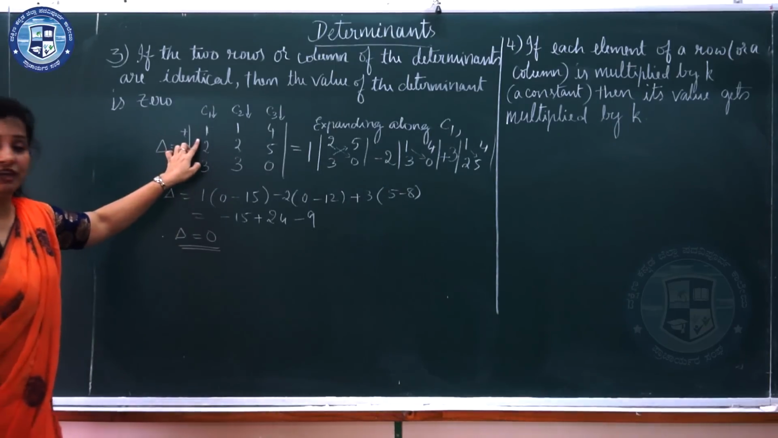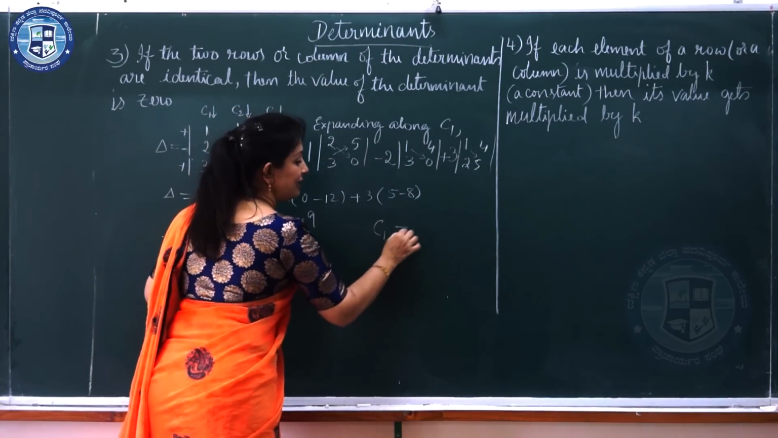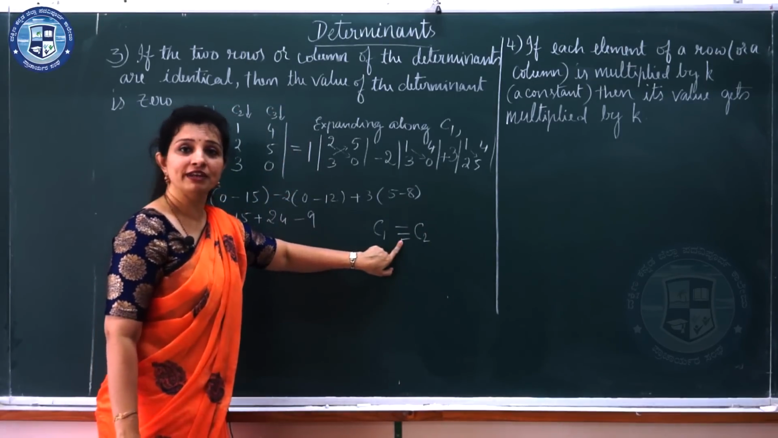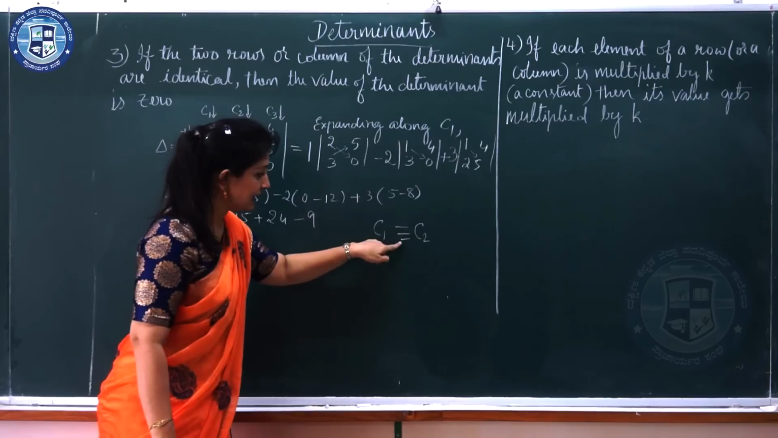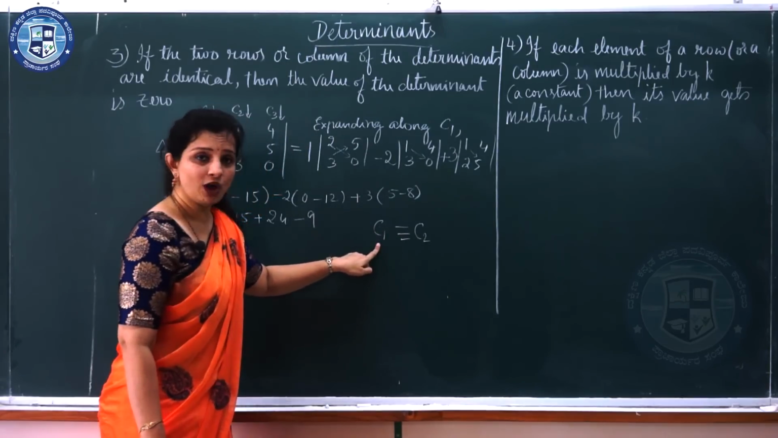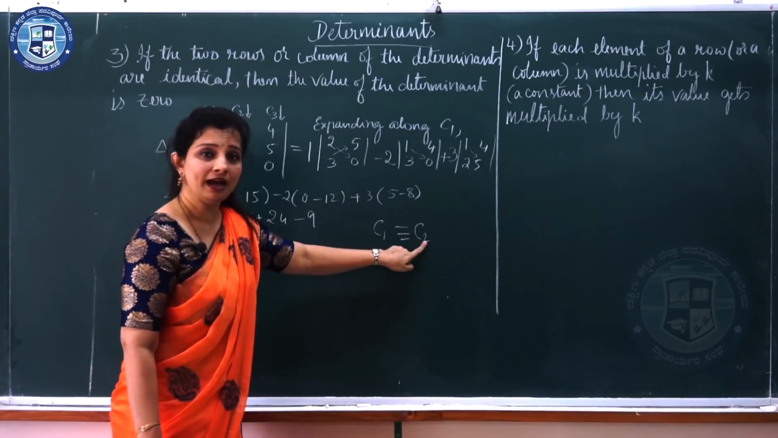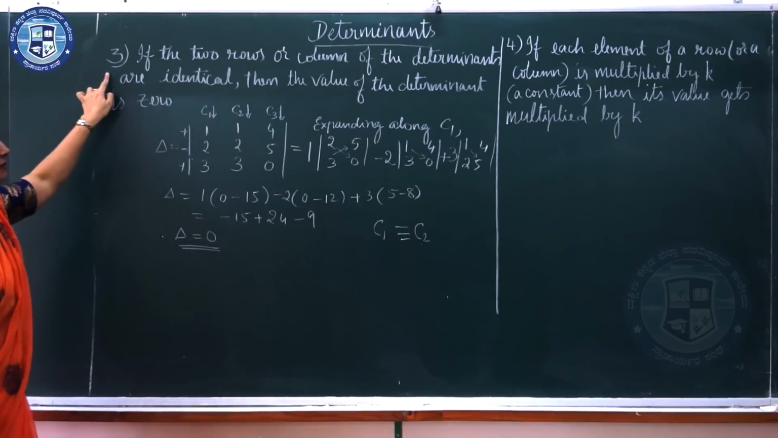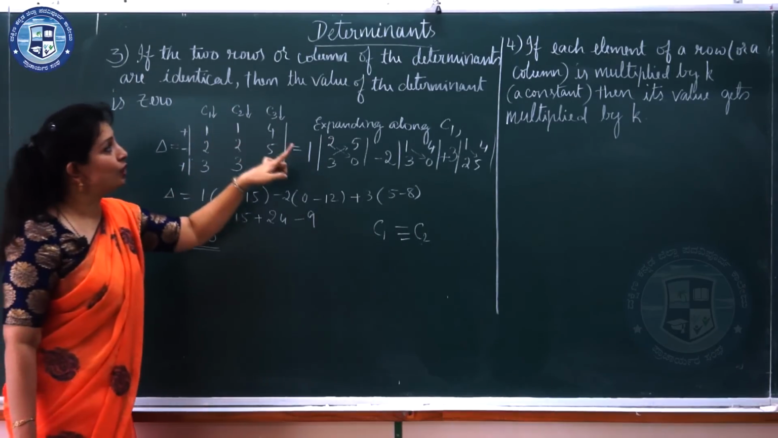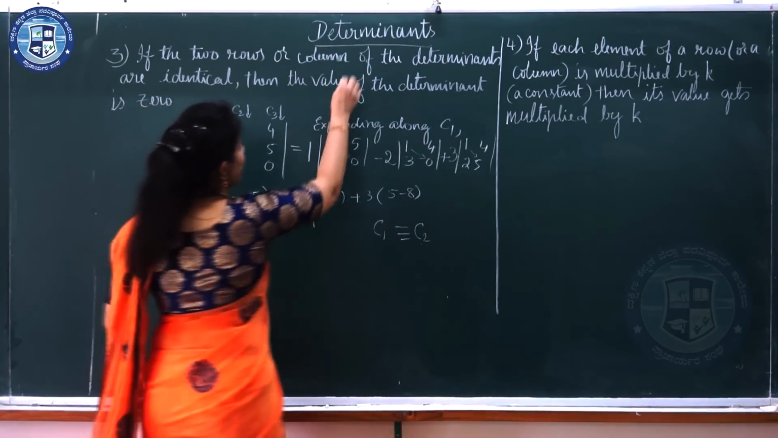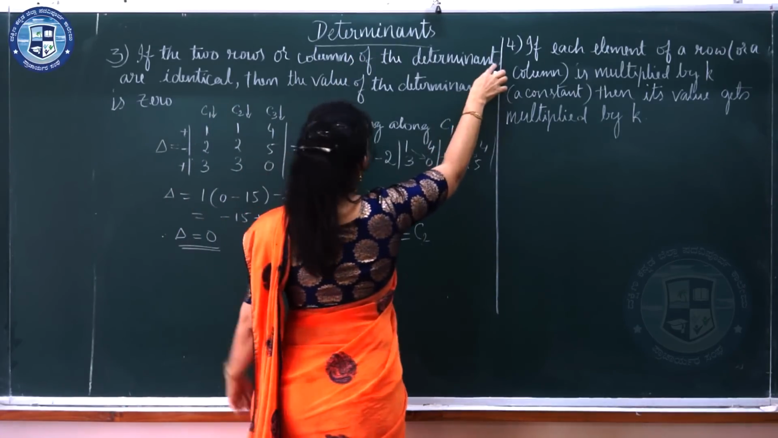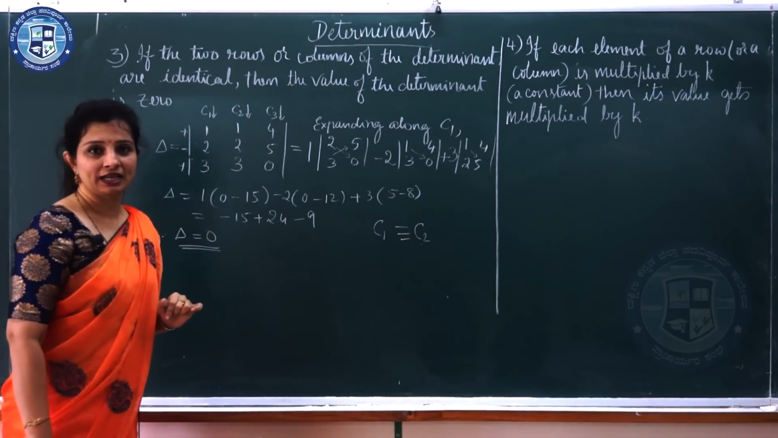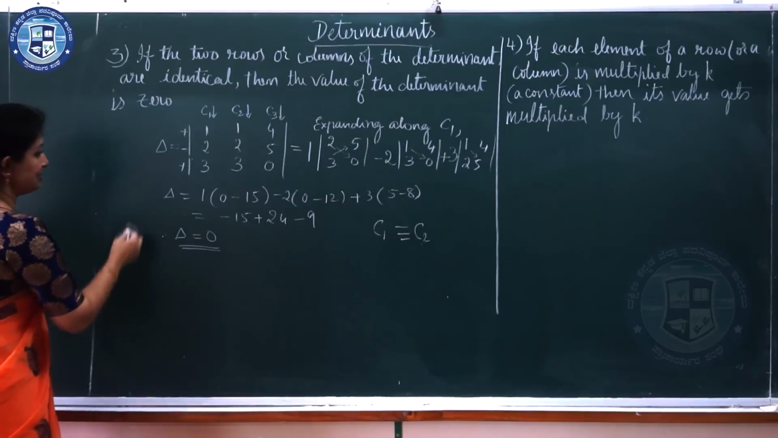That means here the column 1 elements are identical to the column 2 elements. Look at this, we write the identical symbol using 3 lines here. Column C1, the first column, is identical to the second column. So the third property states, if two rows or two columns of the determinant are identical, then the value of the determinant is 0. Look at the third property. We can verify it. This is an example.